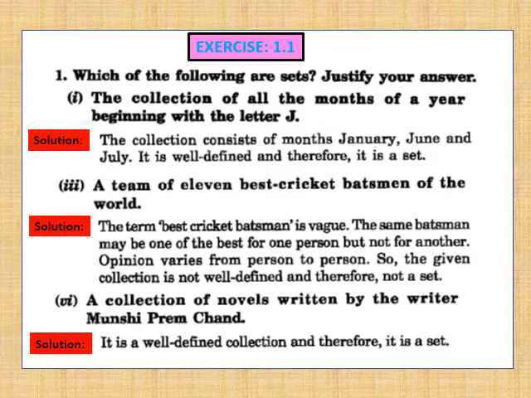Sixth is a collection of novels written by the writer Munshi Premchand. Now if we collect all the novels written by Munshi Premchand, nobody can say that this is written by Shakespeare or this is written by Dharamveer sir. So this definition is well defined, nobody can argue with that. So since it is well defined, it is a set. I have solved only 3 parts, so the other parts are for you. So pause and note down.